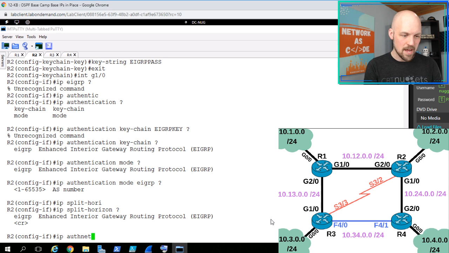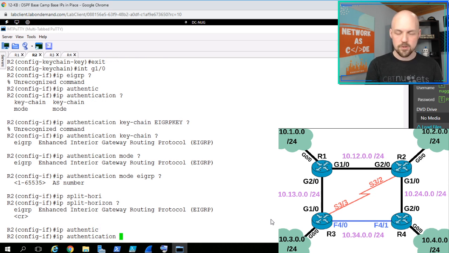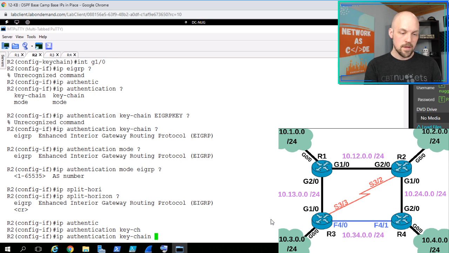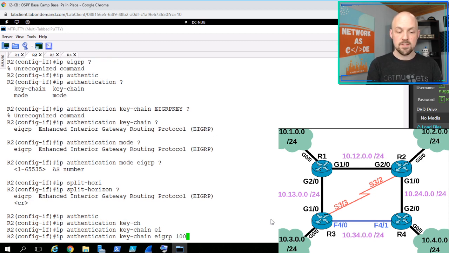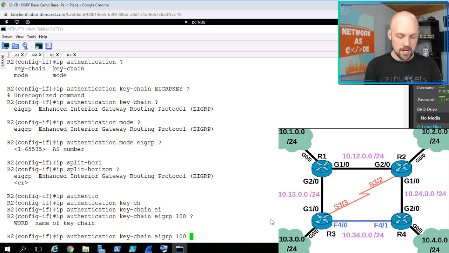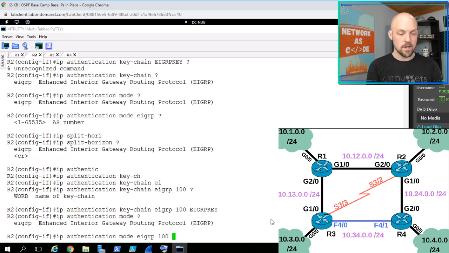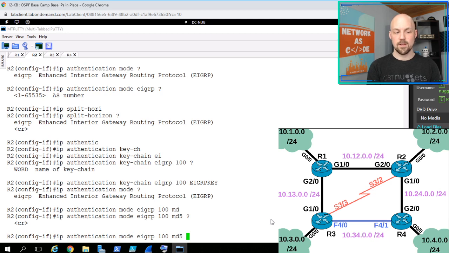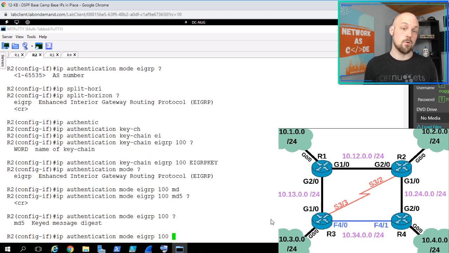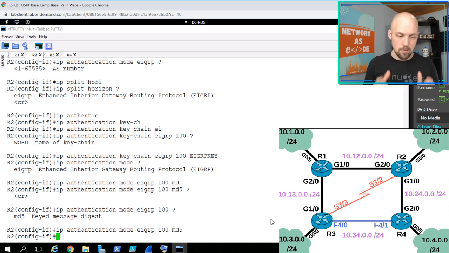So check it out. We have to do IP authentication, and then we saw two different things there. We saw keychain, and then EIGRP, and then we specify the autonomous system number. And then we specify the name of the keychain, which was EIGRP key. Okay, not the password, the keychain name. And then I activate it by saying IP authentication mode, and then EIGRP 100 MD5, and that, by the way, just to show the question mark, is our only option. We can only enable MD5 authentication. So now we have enabled authentication for EIGRP on this interface.